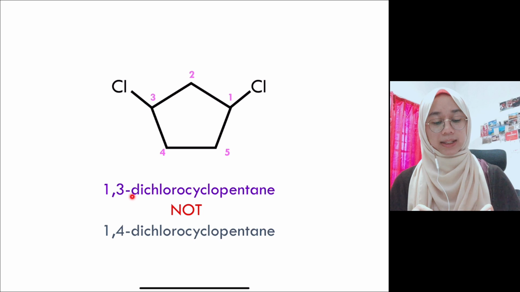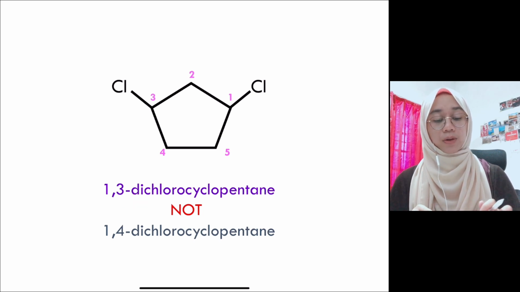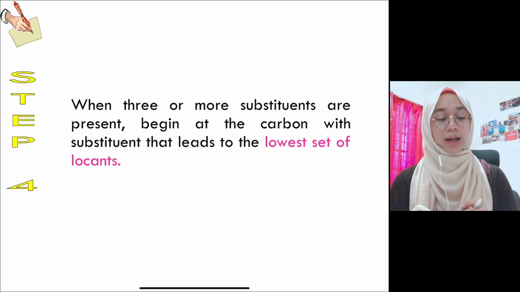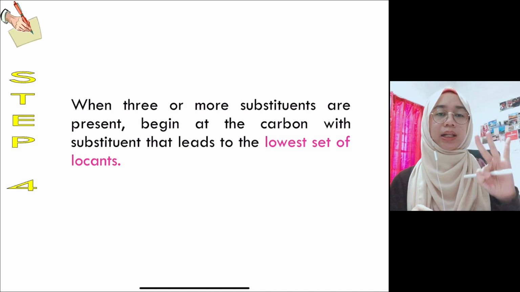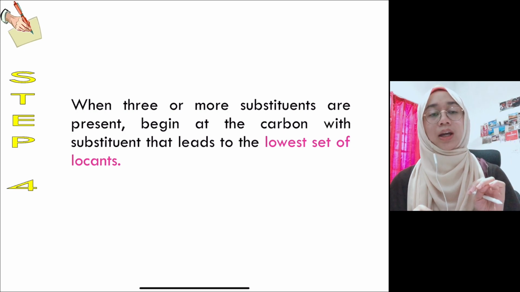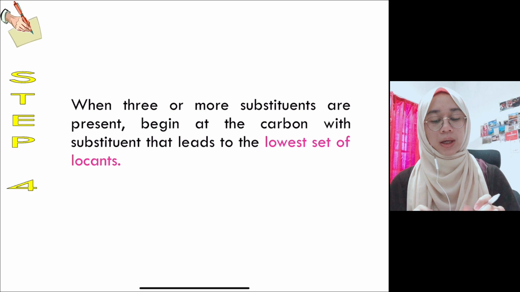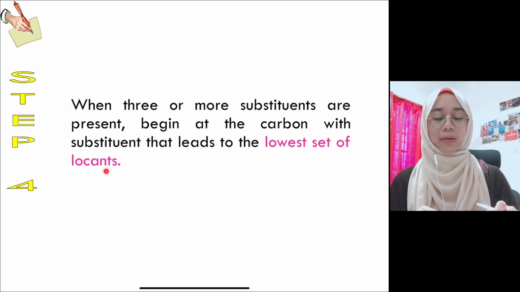So it becomes 1,3-dichloro, because kita ada 2 chloro, so guna prefix di kat sini. So 1,3-dichlorocyclopentane. Okay, but now what if ada 3? Bila ada 3 ni, the alphabetical order doesn't work here, tapi kamu akan begin at the carbon with the substituent that leads to the lowest set of locants. Apa dia maksud ni?